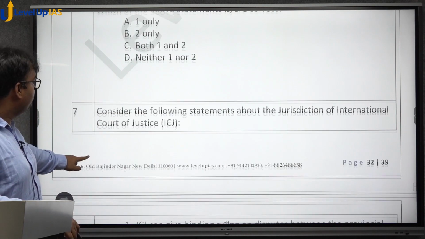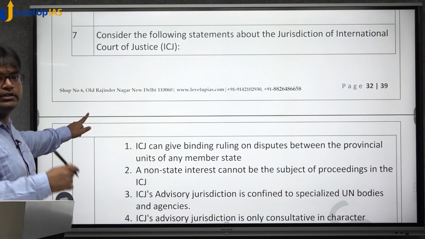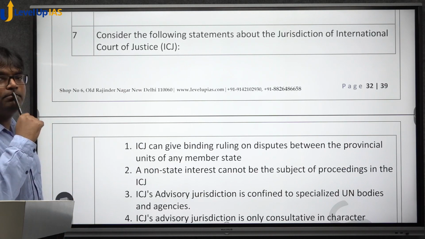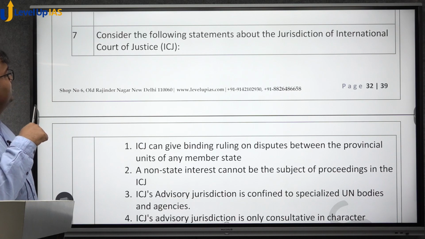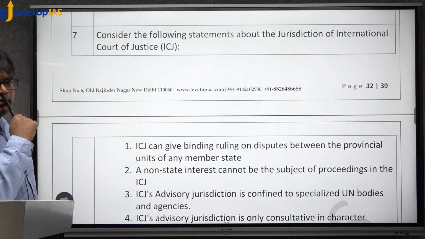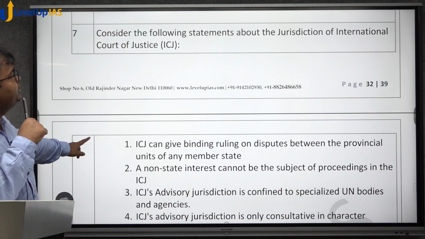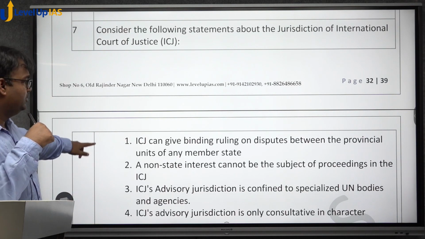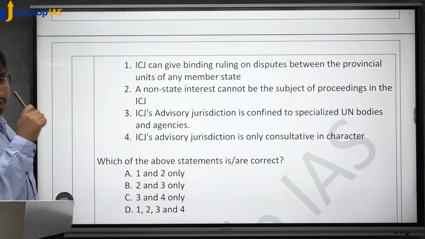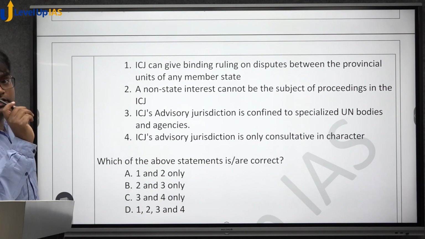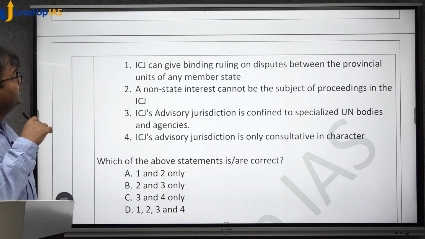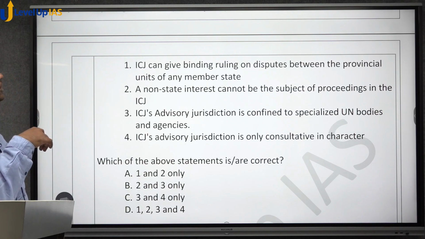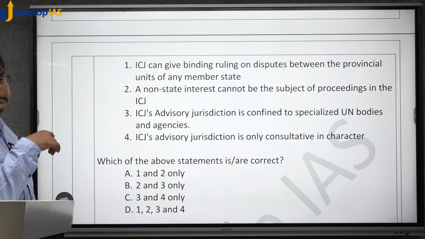Okay, come to question number 7. Full answer. I don't know your name. What is your name? Parth. Parth is what they call Arjuna? Consider the following statements about the jurisdiction of International Court of Justice. One by one, statement 1, Parth. Let Parth answer. ICJ can give binding ruling on disputes between provincial units of any member states.